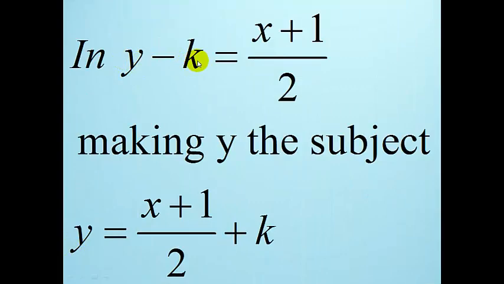Now in y minus k equals x plus 1 divided by 2, if you want to make y the subject, that means that we want y to stand alone. But on the left hand side, we have y minus k. So for y to stand alone, it means that minus k on the left hand side becomes plus k on the right hand side. And therefore, y now becomes x plus 1 over 2 plus k. Since y now stands alone, it means that y is the subject.